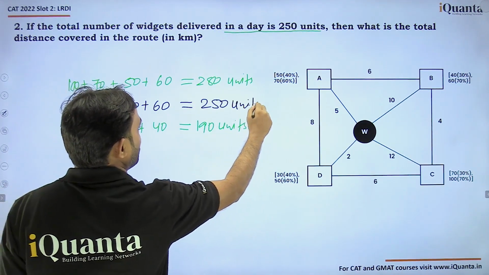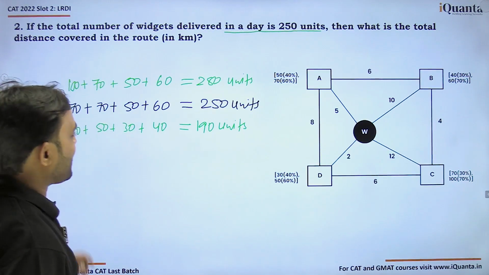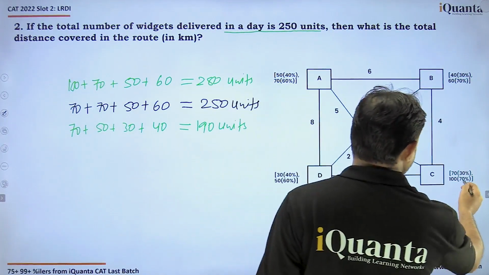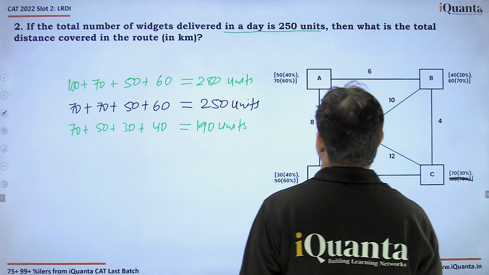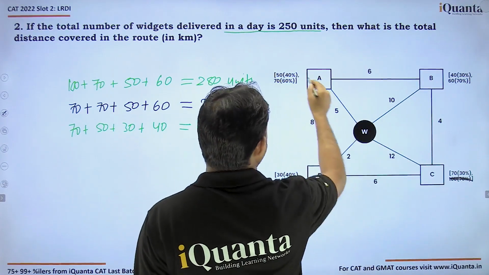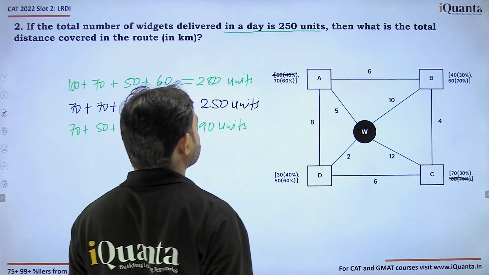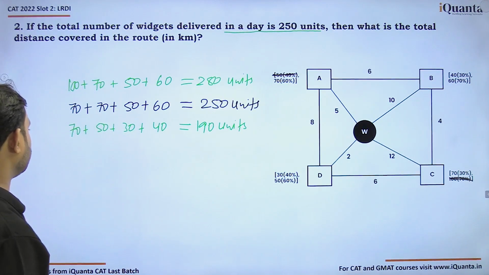Now we know the demand that we are taking everywhere. Like in case of A, we are going to take 70. In case of C, we are getting 70 units. In case of A, again, we are getting 70 units.